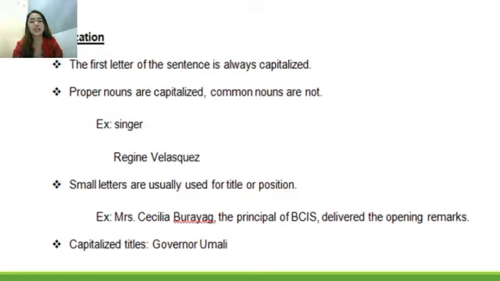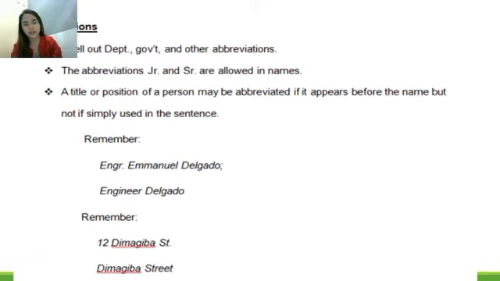The first letter of the sentence is always capitalized. Of course, proper nouns are capitalized too, common nouns are not. Small letters are usually used for title or position. Capitalized title, yan. Pinag-aralan nyo na din sa abbreviation. Then, spell out department, government, and other abbreviations, kasi dapat mas clear siya. But abbreviations, junior and senior are allowed in names naman. A title or position of a person may be abbreviated if it appears before the name, but not simply used in the sentence. Okay? Pag nasa unahan naman, Engineer Emmanuel Delgado, pwede yung gamitin.